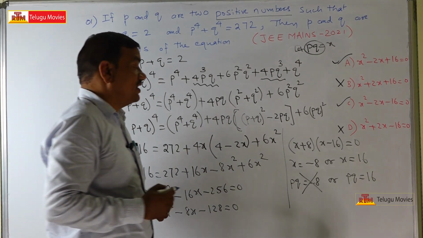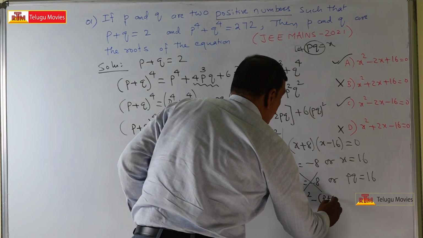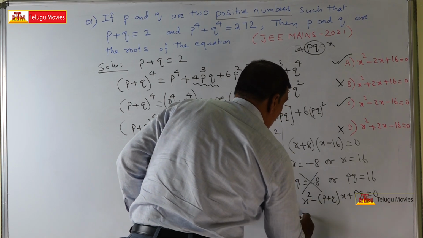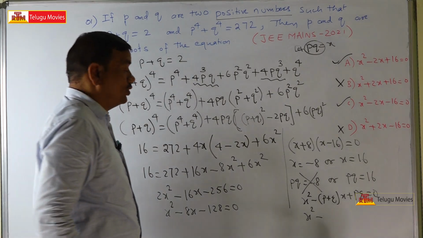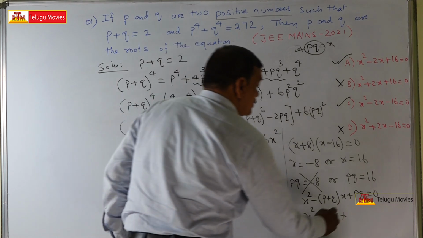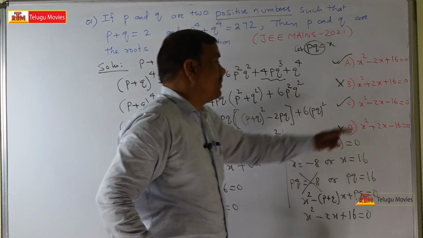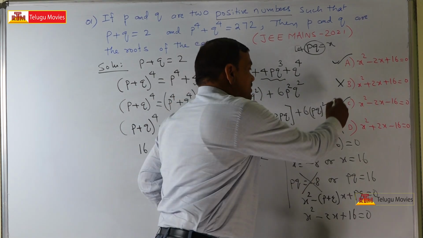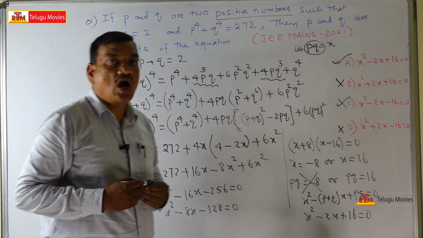So what is the quadratic equation? X square minus P plus Q times X plus PQ is equal to 0. So x square minus, already P plus Q value is 2, that is 2x, plus PQ value is 16, is equal to 0. That is plus 16. So plus 16 should be there. You should not have minus 16. So option C will also be invalid. So your correct answer is option A.